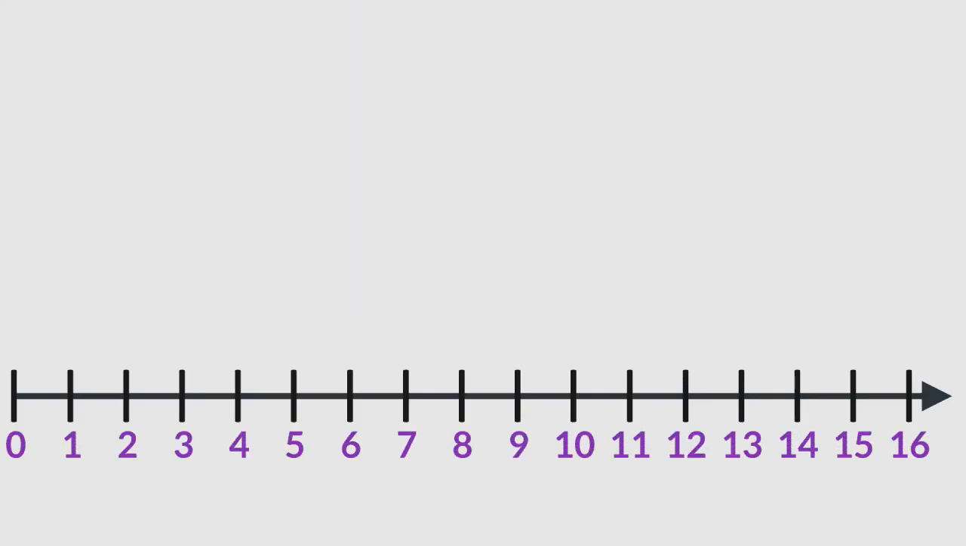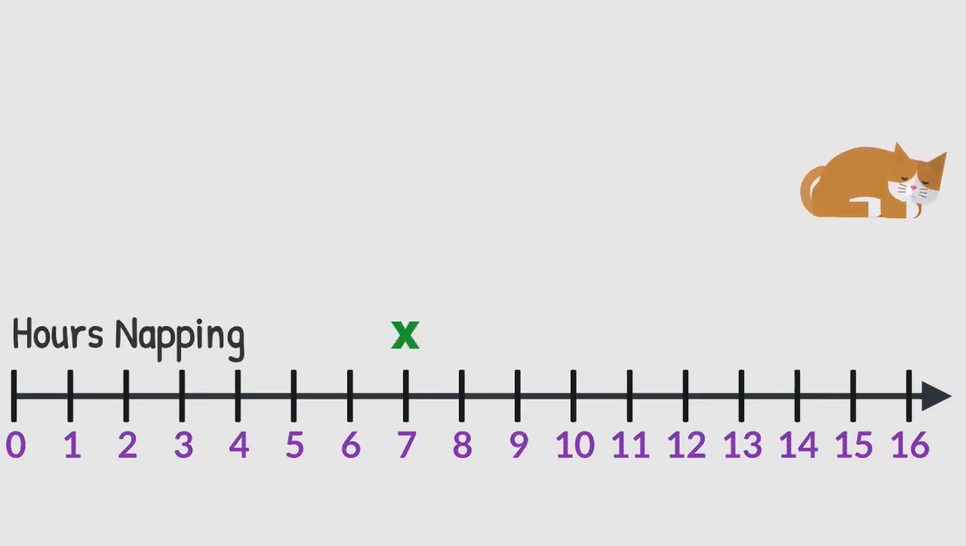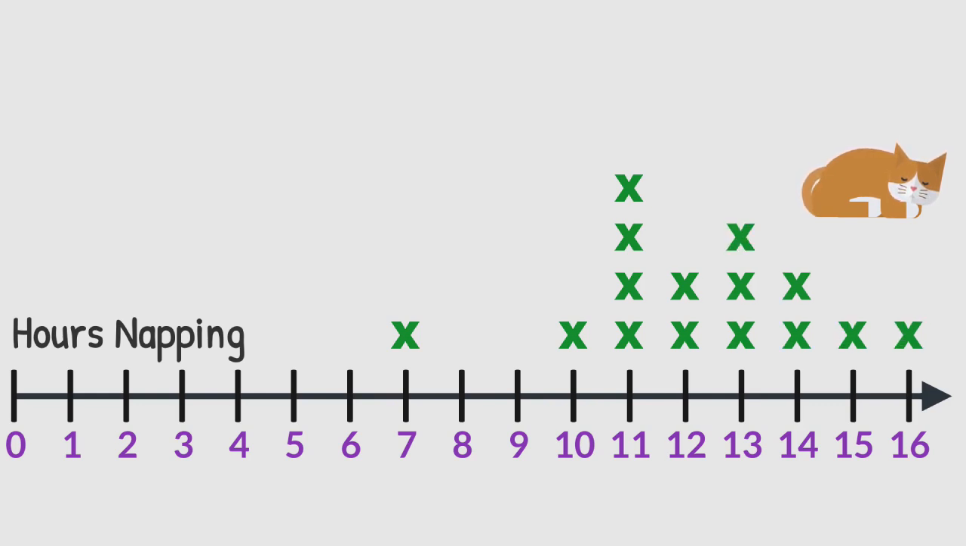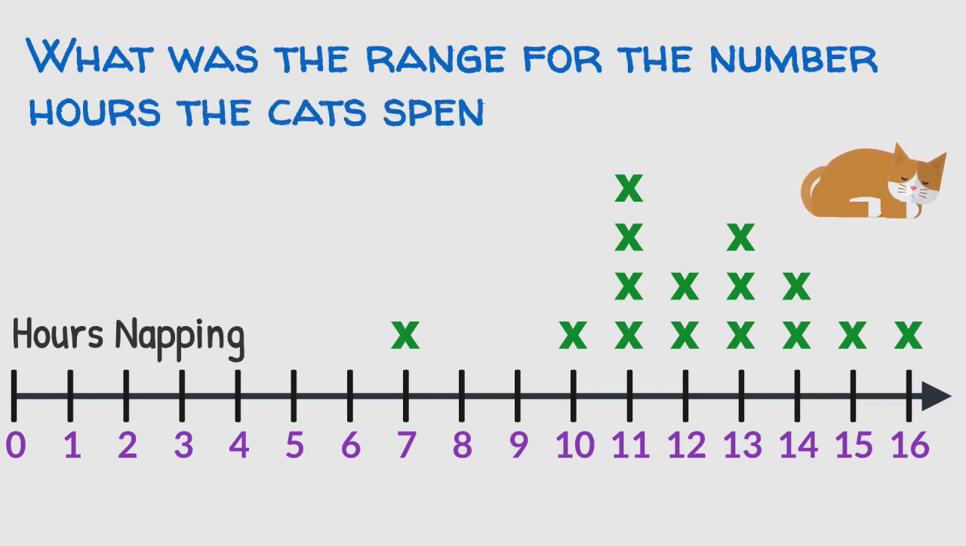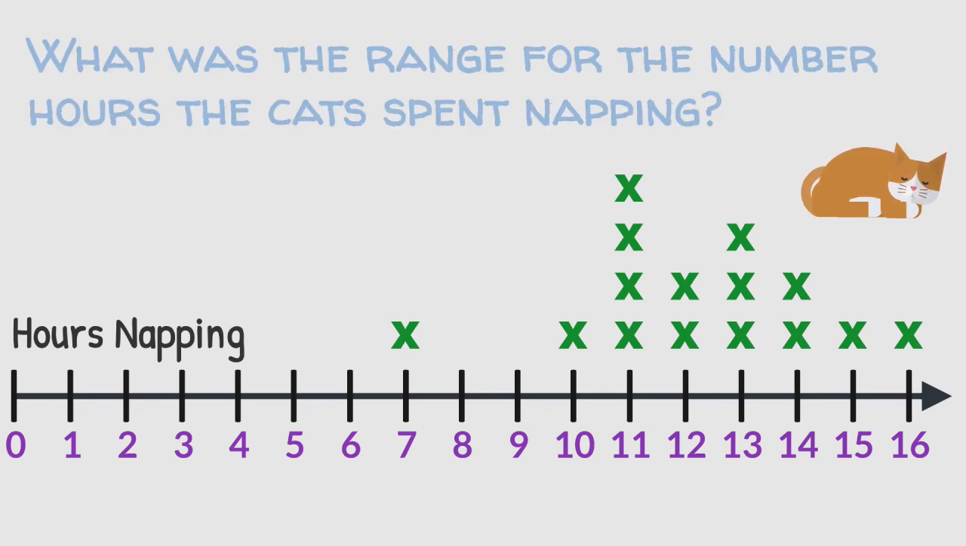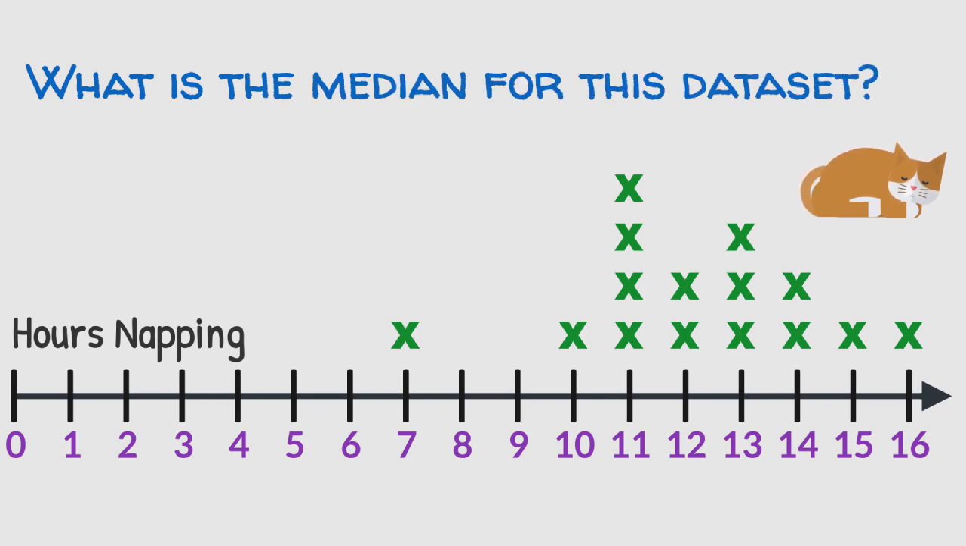The dot plot shows the number of hours 15 cats spent napping. Use the dot plot to answer the following questions. What was the range for the number of hours the cats spent napping? What is the median for this data set?